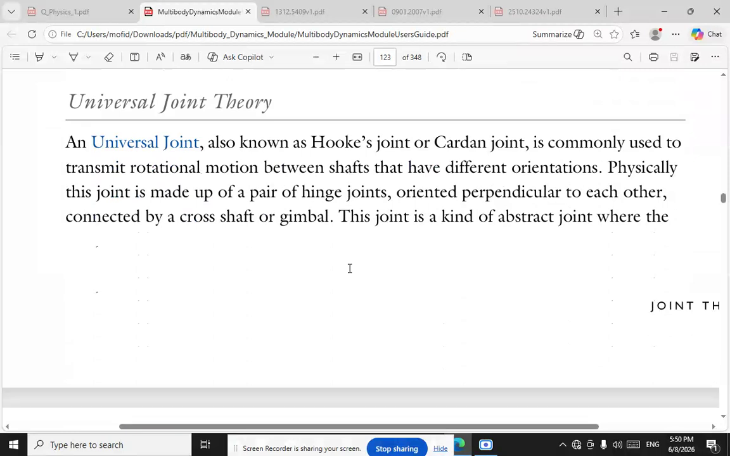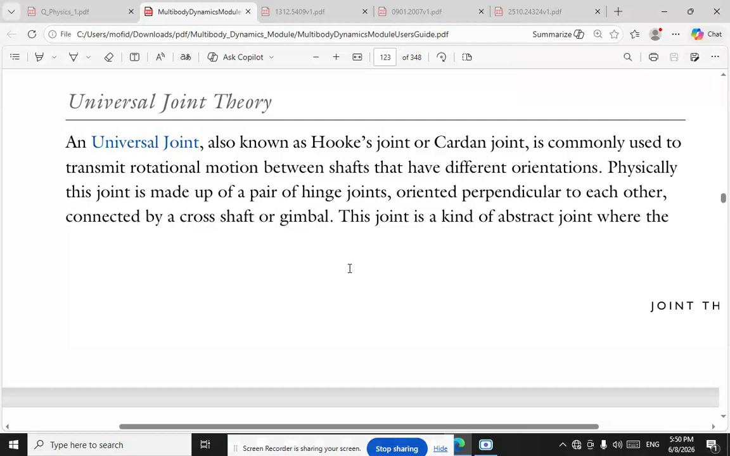Now I want to go through the universal joint theory. A universal joint, also known as Hooke's joint or Cardan joint, is commonly used to transmit rotational motion between shafts that have different orientations. Physically, this joint is made of a pair of hinge joints oriented perpendicular to each other, connected by a cross shaft or gimbal.